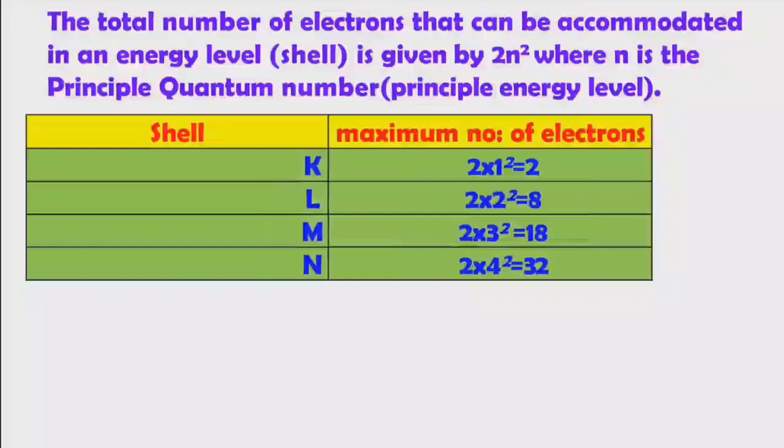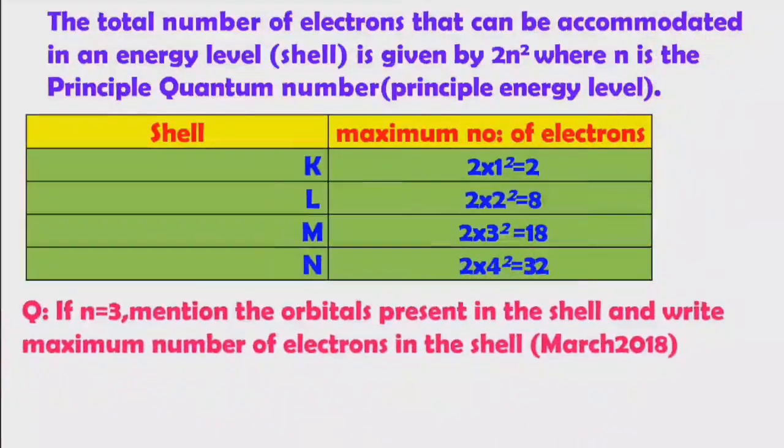In L shell, n value is 2. So 2 into 2 square equals 8. In M shell, n value is 3. So 2 into 3 square. For N shell n value is 4. So 2 into 4 square, that is equal to 32. In K shell 2 electrons. L shell maximum capacity 8 electrons. M shell maximum capacity 18 electrons. And N shell maximum capacity 32 electrons.